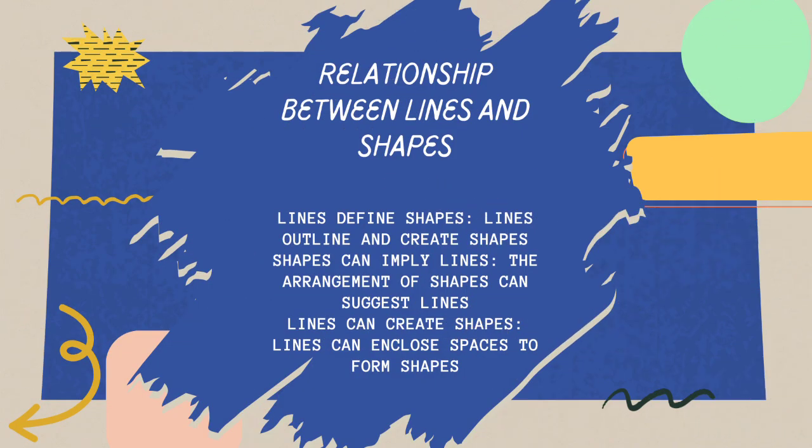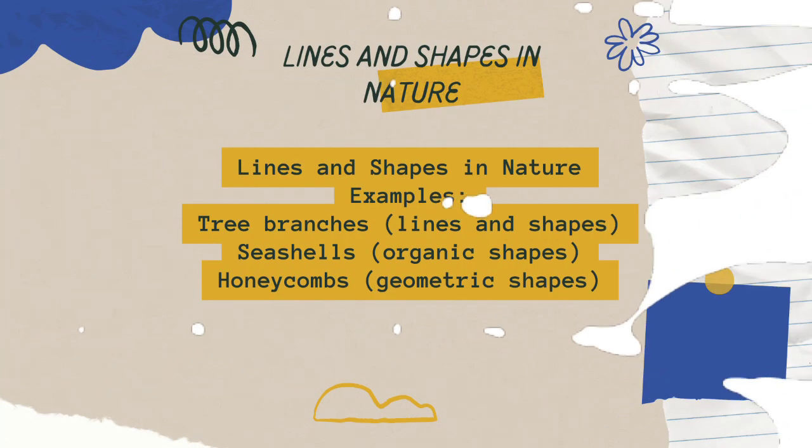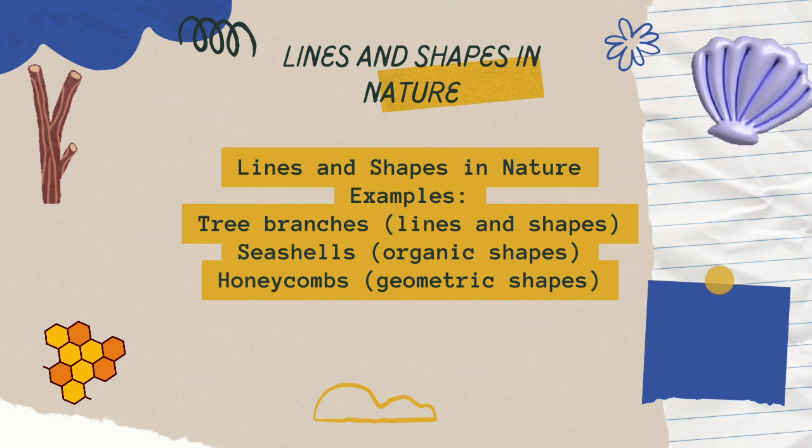Relationship between lines and shapes. Lines define shapes. Lines outline and create shapes, just as shapes can imply lines. The arrangement of shapes can suggest lines. Lines can enclose spaces to form shapes. We have now the lines and shapes in nature. Examples: tree branches, lines and shapes; seashells, organic shapes; honeycombs, geometric shapes.